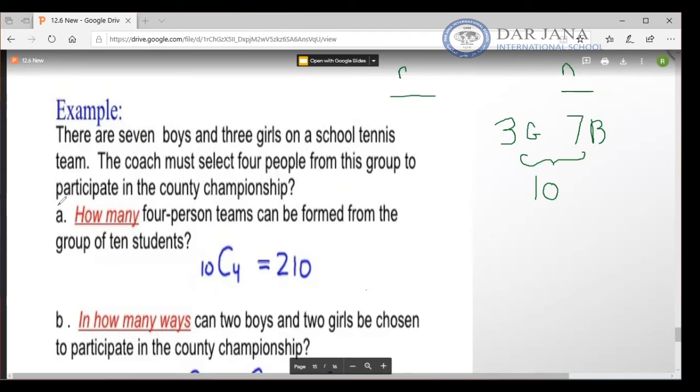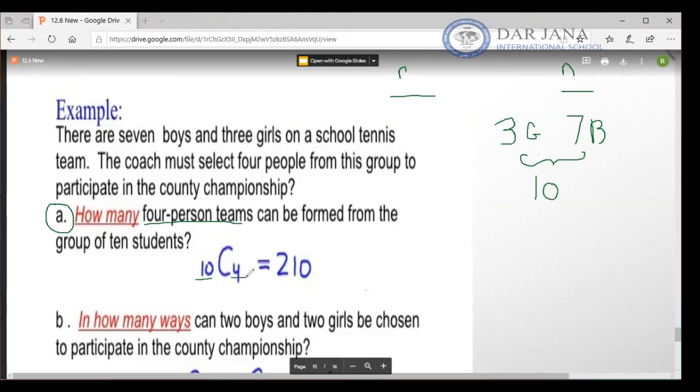The first question here, they're just asking you how many 4-person teams. They didn't specify any condition. They didn't say any specific criteria. They don't want any restrictions. They just want to choose 4 out of 10. Order doesn't matter. He can choose 4 boys. He can choose 3 girls and a boy. He can choose 2 boys and 2 girls. They didn't specify. That's why here we use the combination.